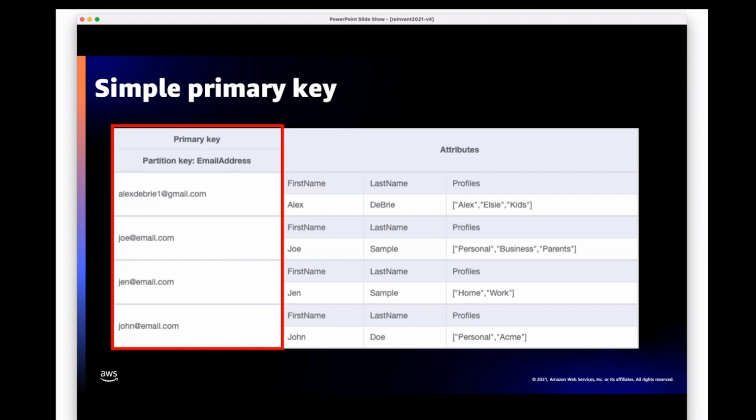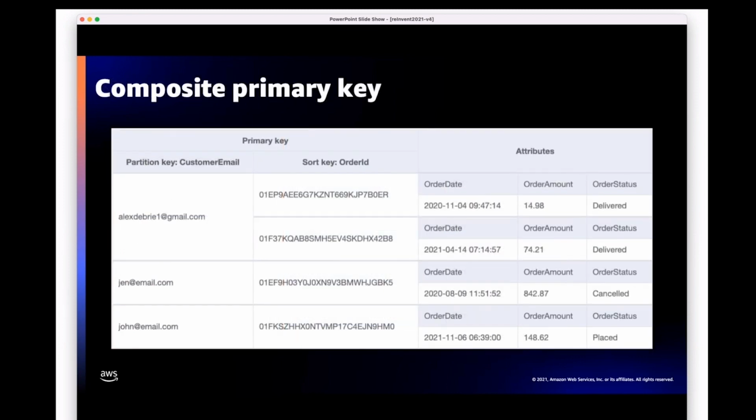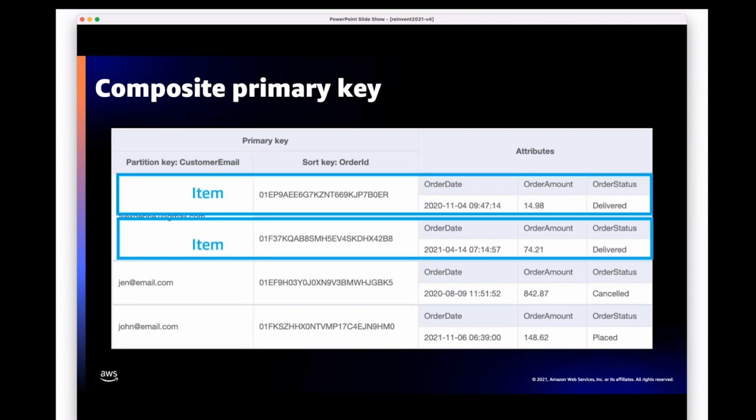We could also, maybe we have a different table that's storing customer orders or something like that. And let's use a composite primary key for that one. So here's an example. You can see my primary key now has 2 elements, right? I have this partition key on the left of customer email, and I also have this sort key on the right of order ID. So one thing to note here is I have 4 different items in this table.